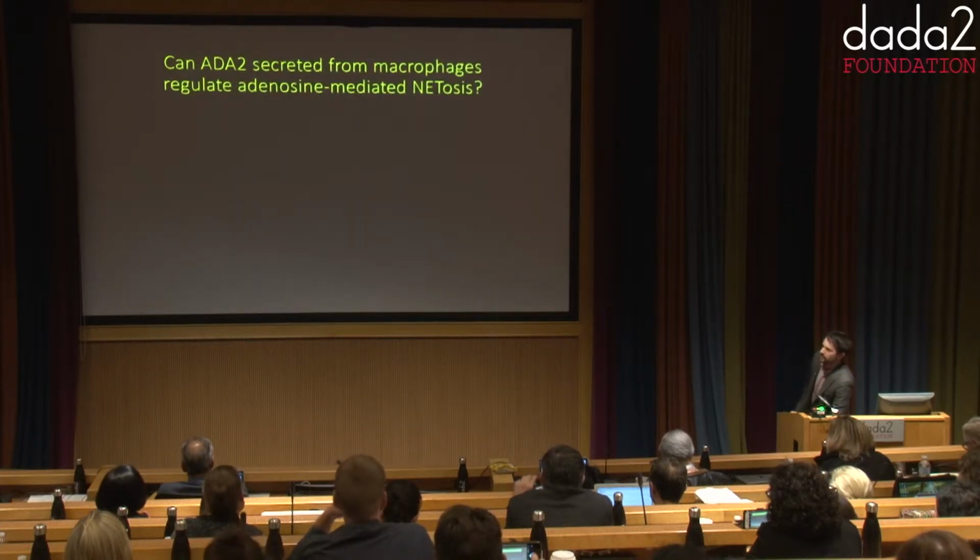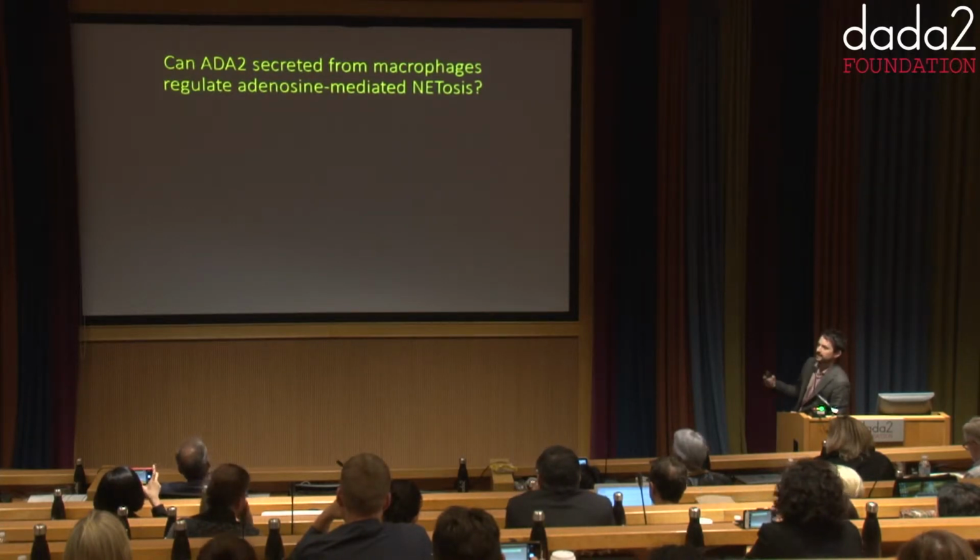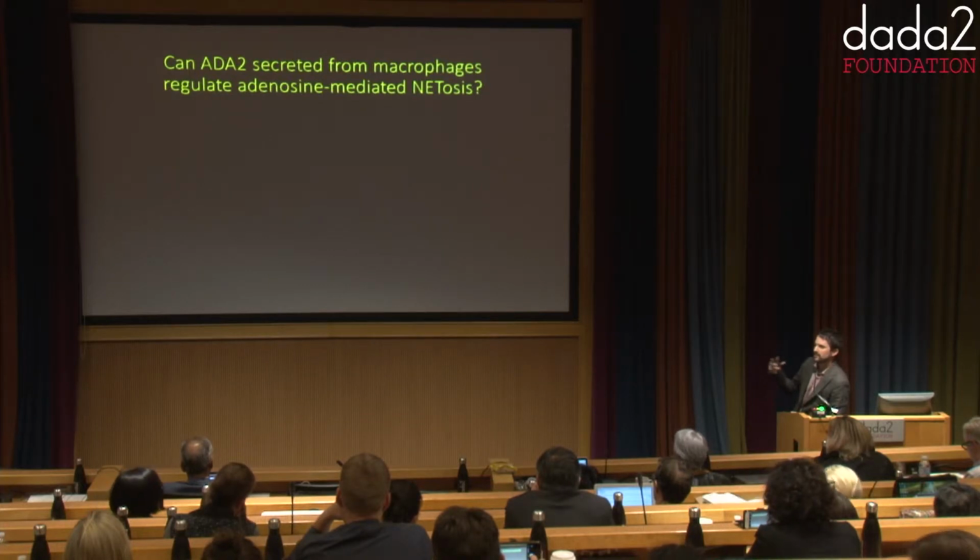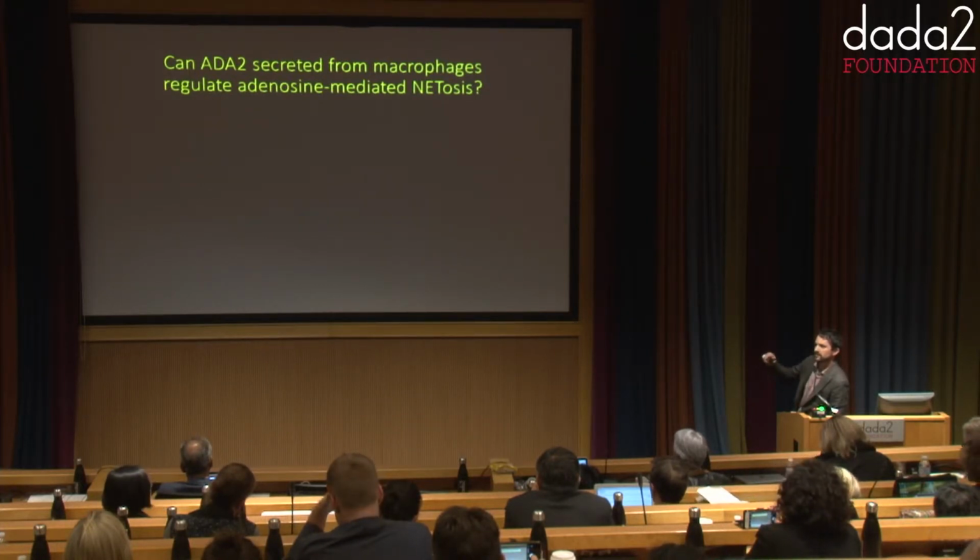So then we wondered, well, ADA2 is secreted from macrophages. Is this regulating and mediating this response? This gets to this idea: are macrophages and neutrophils cross-talking with each other? Neutrophils get turned on by extracellular adenosine. They become pro-inflammatory. Macrophages come in, secrete ADA2, and shut the process off.